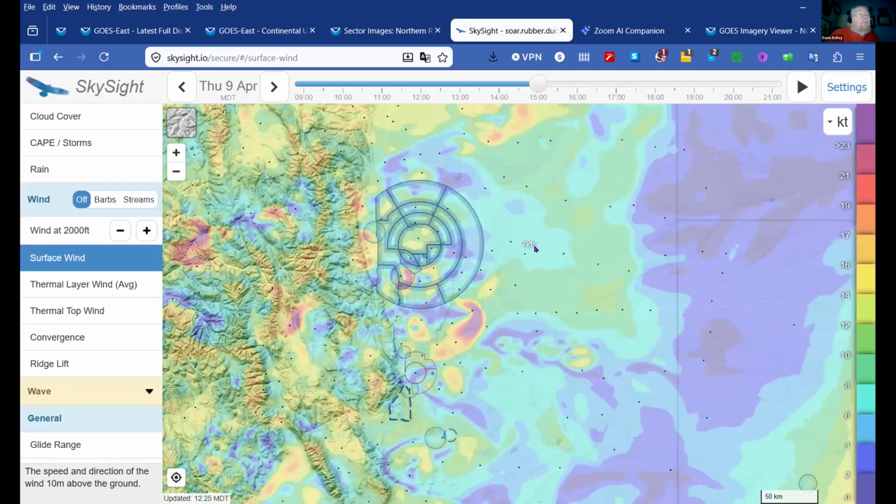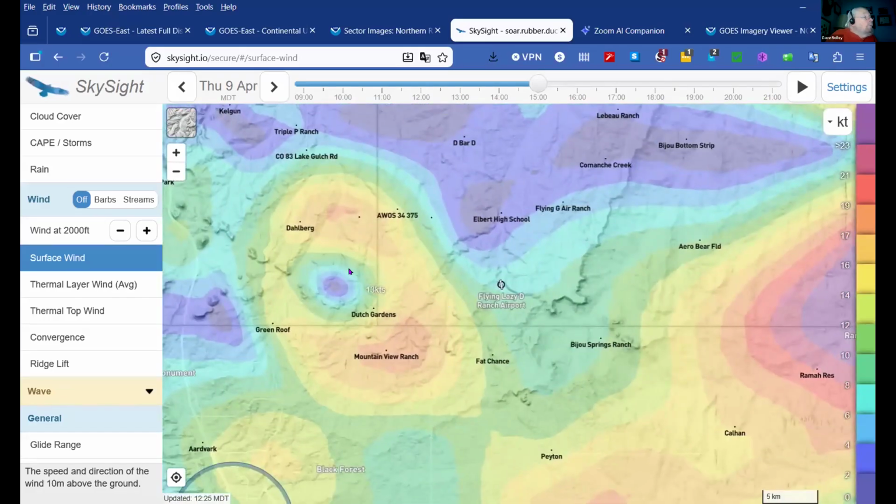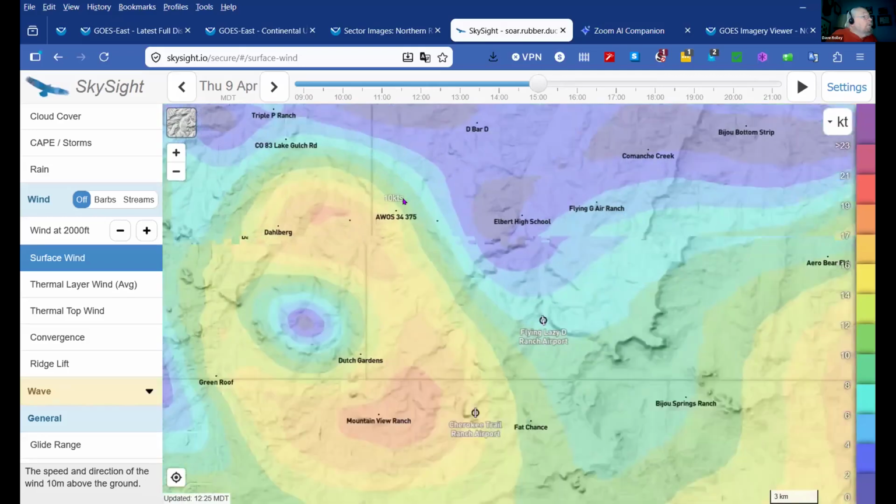Now, this is the surface wind. So this is 10 meters above the ground. Okay, so this is what you would see when you were on the ground, if you were looking at your airport at 3 o'clock. So let's zoom in down here. Let's go back over here. This is the area where, there we are.